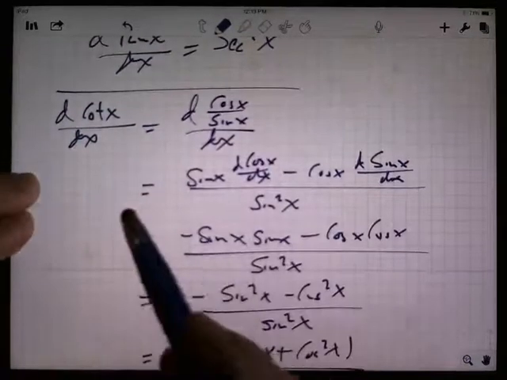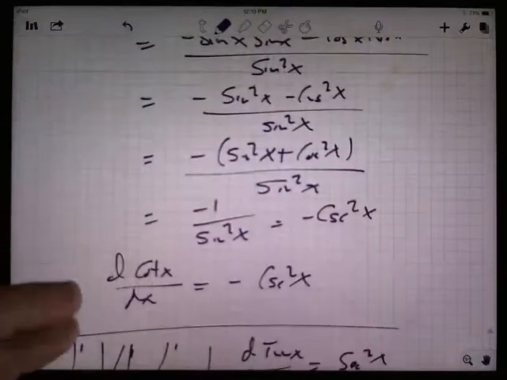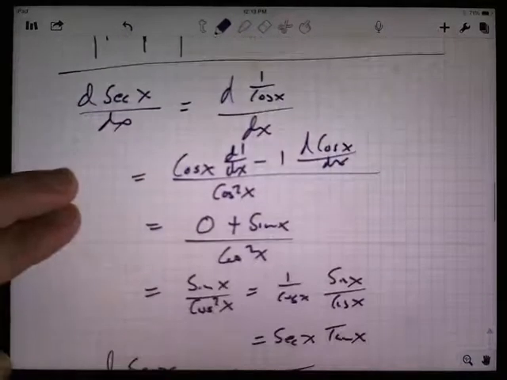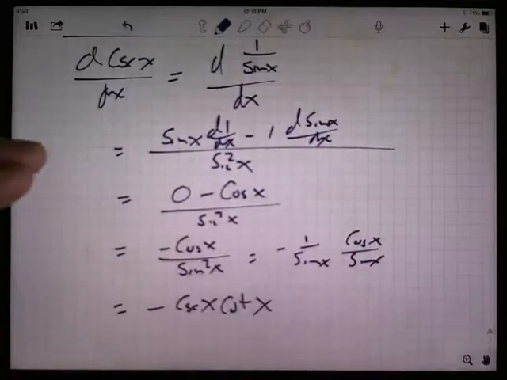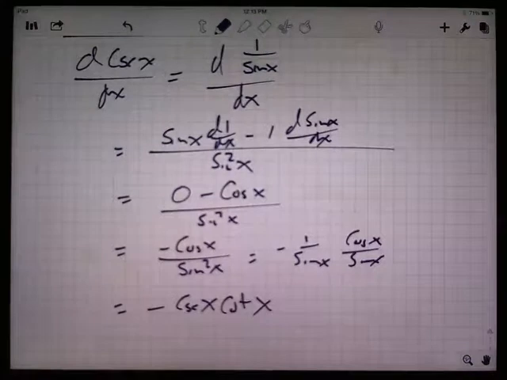Likewise here, I can do the cotangent because I can do the quotient rule. I can do the secant because I can do the quotient rule. I can do the cosecant because I can do the quotient rule. All right, figure it out each time. You do it enough times, then you'll remember it.